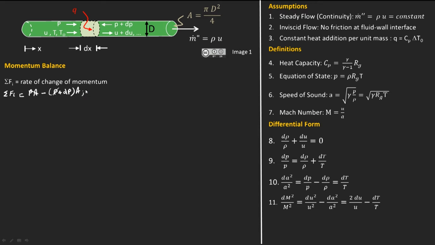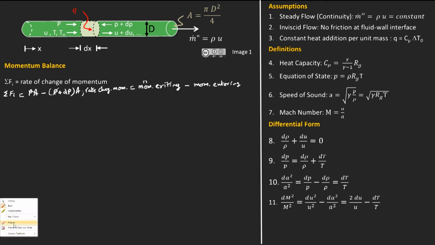Let me write the rate of change of momentum. The rate of change of momentum is going to be equal to the momentum flux exiting the control volume minus the momentum flux entering the control volume. What is the momentum flux exiting the control volume? This should be fairly easy since we've already done it for the case of flow with friction. Let me write it at the top here.